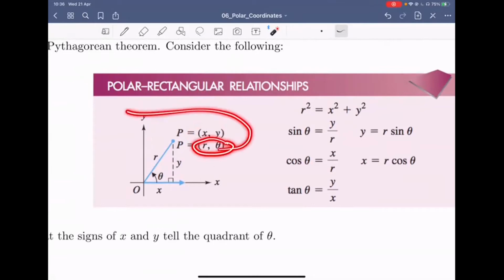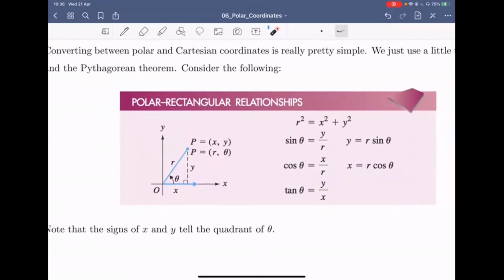R theta, this is in polar coordinates. If you have the same point here, x, y, and r theta, in polar coordinates you get the radius r here, and this is your angle theta. That is in polar coordinates. But in rectangular coordinates, you have x here and y here, which is just the regular way to measure x and y in rectangular coordinates.